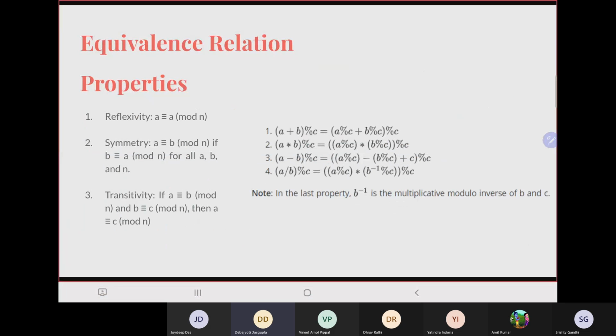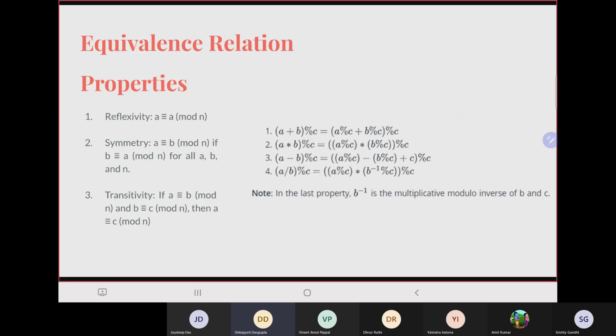So why is this equivalence relation important? This equivalence relation is important because it divides your entire number system, or the space on which you are doing the modulo, into n classes. Like if you have 1 to 100 and you are taking mod 3, the entire numbers from 1 to 100 will be divided into three classes: 0, 1 and 2. That is, those which leave remainder 0 with 3, those which leave remainder 1 with 3, and those which leave remainder 2 with 3. So this was the equivalence relation property.